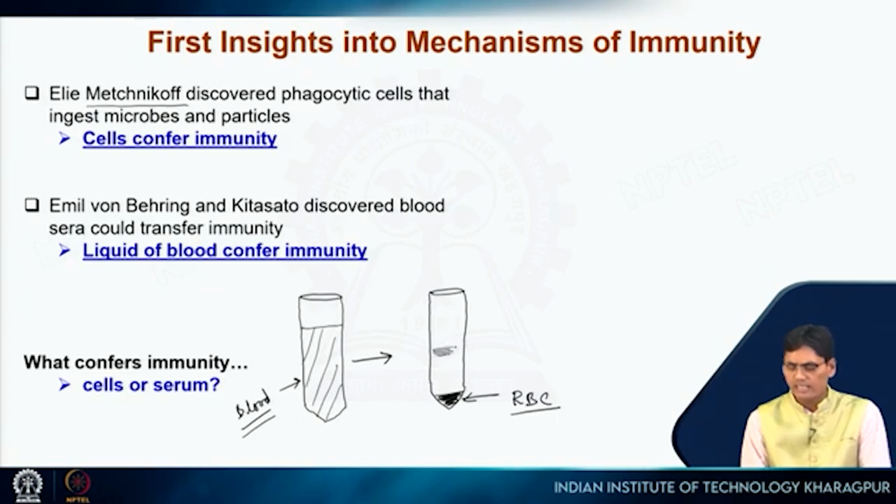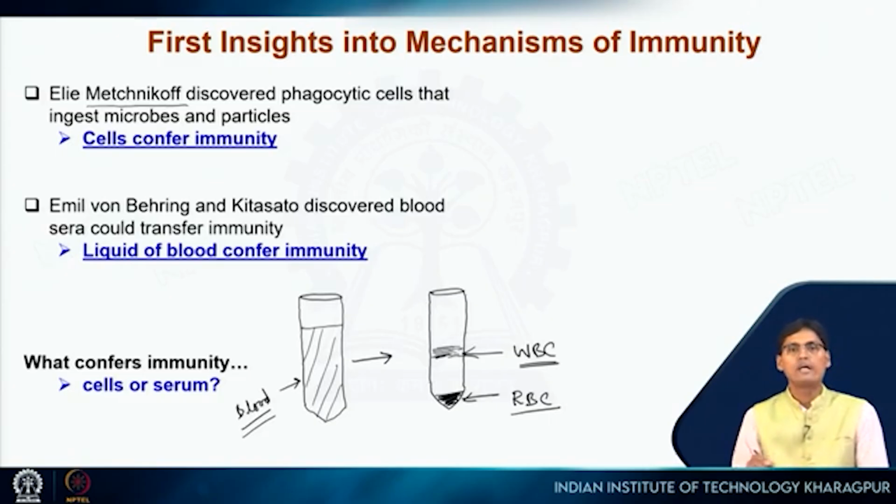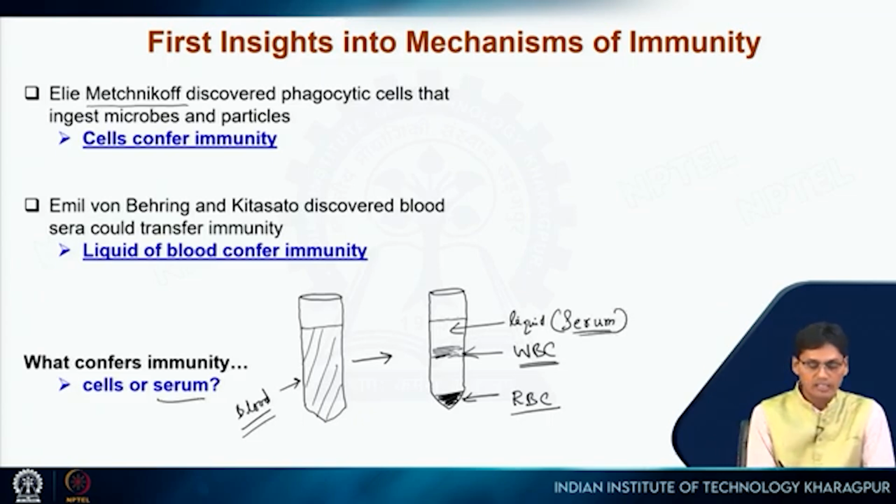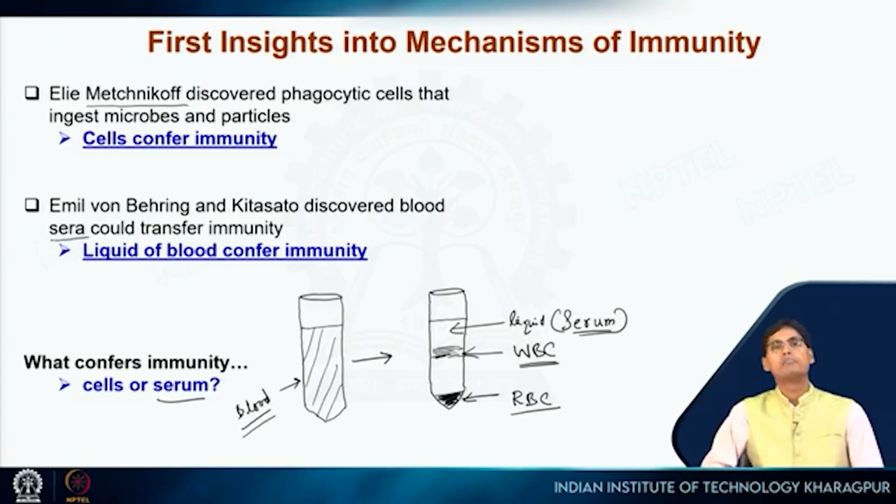You will get some cells here also. Those cells are white blood cells. At that speed, only the RBC settle at the bottom. This is the white blood cell layer. White blood cells are mostly the immune cells present in our body, in our blood. And on top of that, you have this liquid, this is serum. Whatever I am saying, serum or sera, it is the same thing.